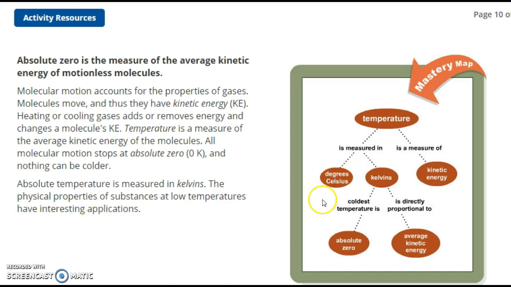Temperature is measured in degrees Celsius and Kelvin. The coldest temperature is absolute zero. Kelvin is directly proportional to the average kinetic energy. The more the molecules move, the higher the temperature. Temperature is a measure of kinetic energy.